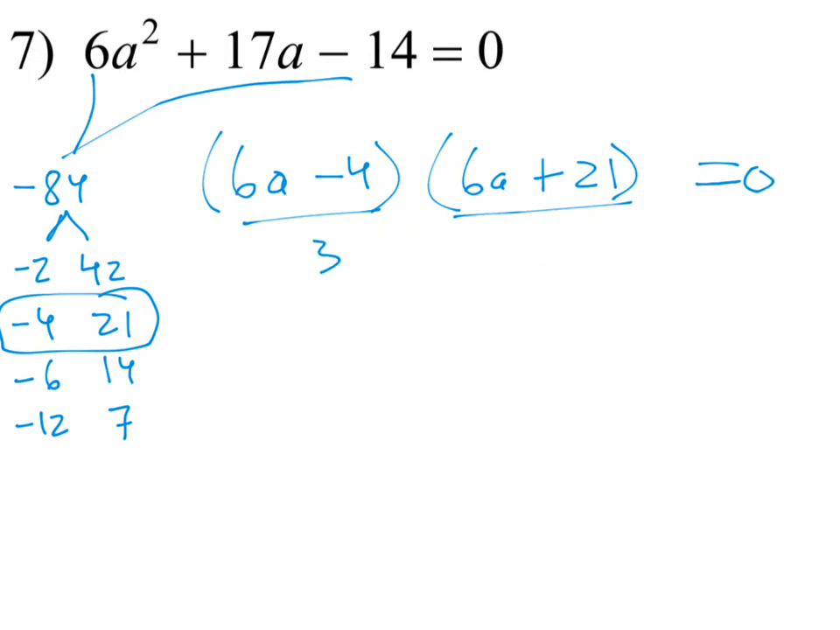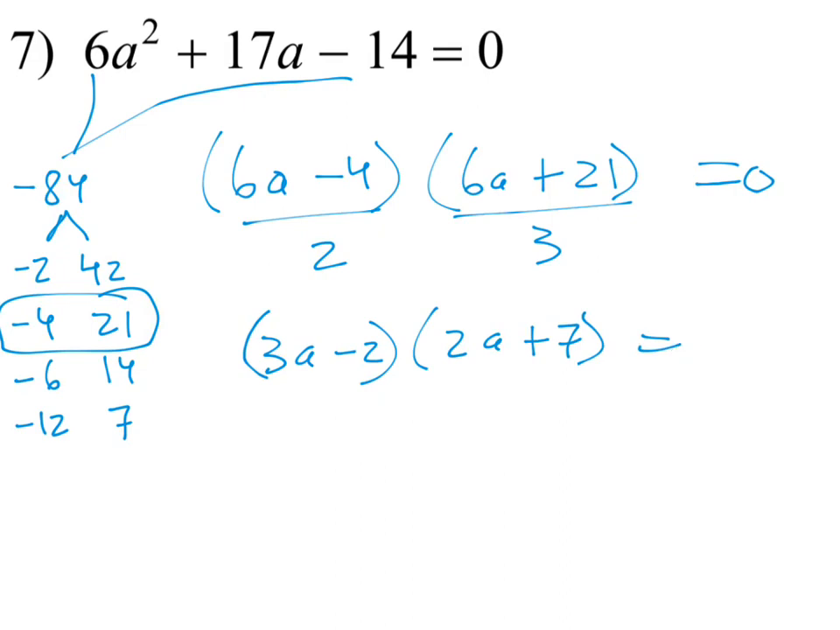We could have tried this way, but those don't really work. And so we're going to try 2 and 3 like this. These do go evenly, and if we successfully divide by 2 and 3, we would have successfully divided by 6, reducing our binomials down small enough. And so it's going to give us 3a minus 2 times 2a plus 7, going to equal 0. And so now we've successfully factored this.